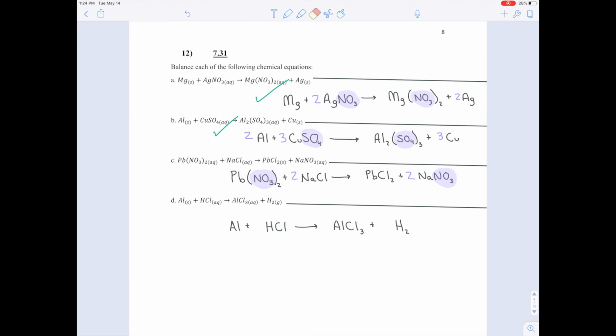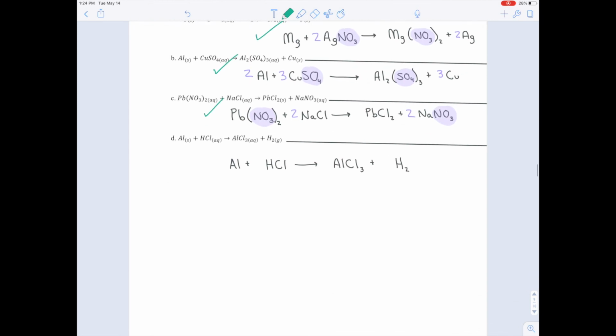So let's go back, make sure everything's good. We have 1 lead on the left, 1 lead on the right, so those are balanced. 2 nitrates, aka purple blobs, on the left, 2 nitrates on the right. Remember to distribute. So those are balanced. We have 2 sodiums on the left and 2 sodiums on the right, so those are balanced. And we have, remember to distribute, 2 chlorines on the left, 2 on the right, so those are balanced. So everything is balanced, and this whole thing would be a balanced equation.